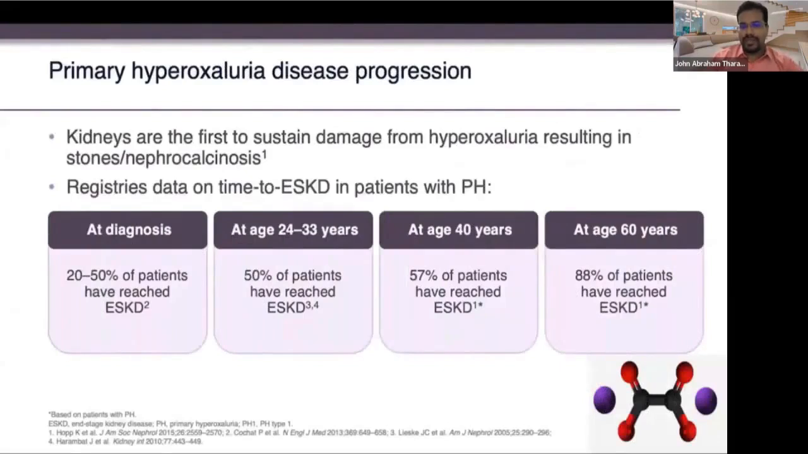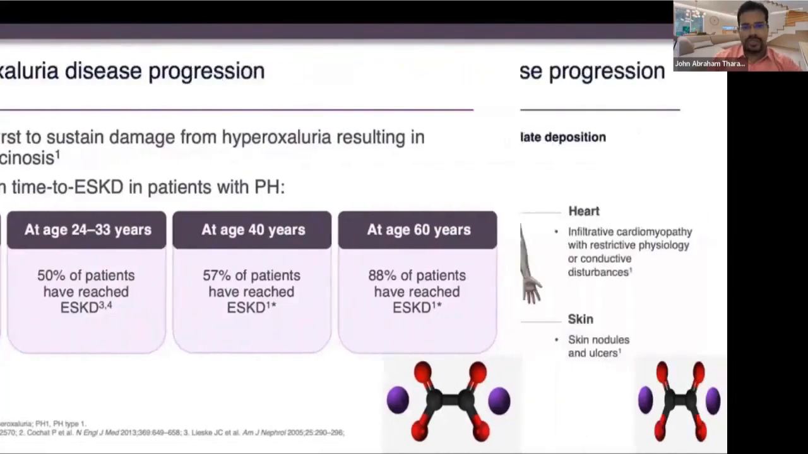The kidneys are the first to sustain damage. The brunt of the injury is borne by the kidneys. The registry has data on time to end-stage kidney disease in patients with primary hyperoxaluria. After diagnosis, about 20 to 50% have reached end-stage kidney disease at age 24 to 33 years. 50% of the patients have reached end-stage kidney disease by 40 years, about 57% by 60 years, and 88% of the patients have reached end-stage kidney disease.